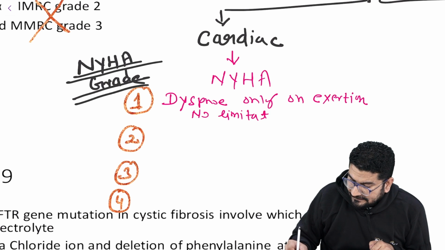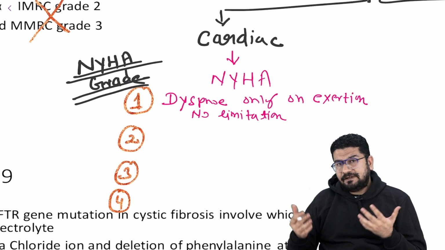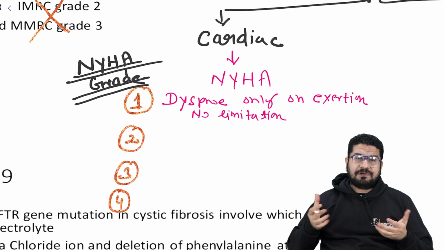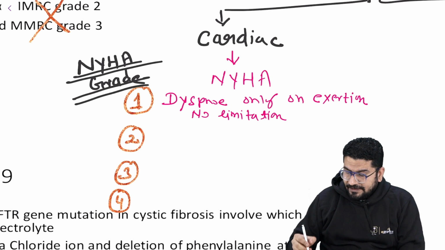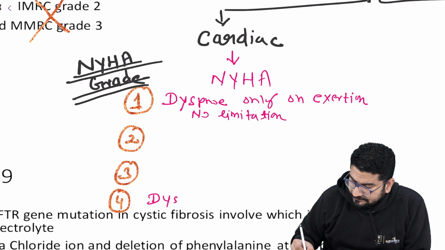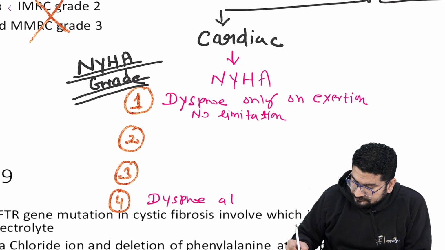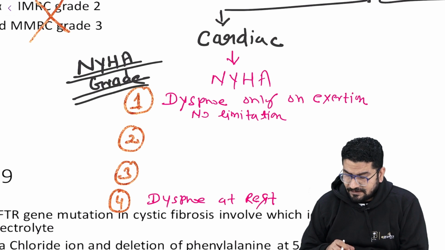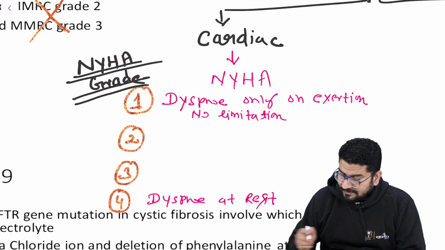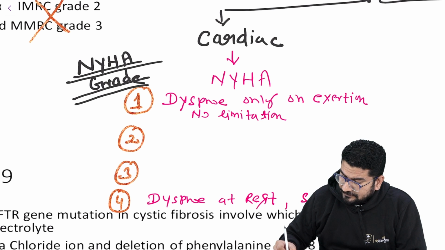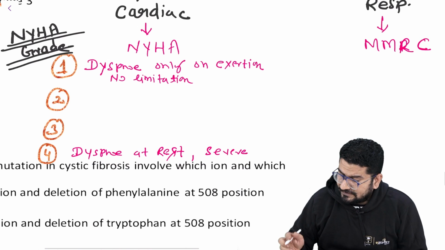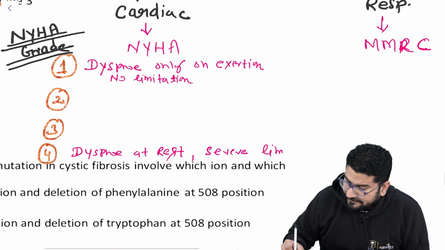Just understand this, don't try to mug it up. In grade 1 you will see dyspnea only on heavy exertion, like a normal person. In grade 4 the patient will have dyspnea at rest, even at rest, right? And with any activity there is severe limitation of activity. Sometimes a patient will have dyspnea even when unbuttoning the shirt. So this is severe limitation of activity.